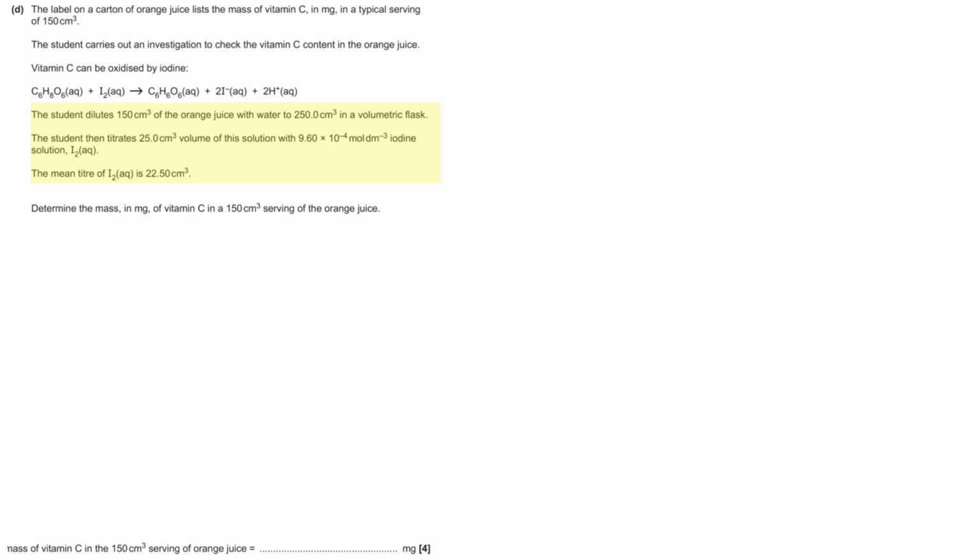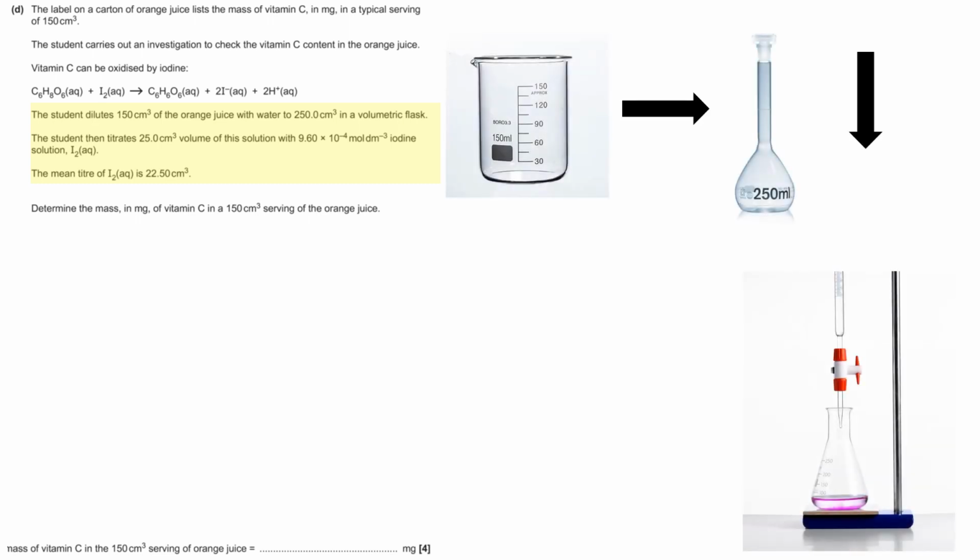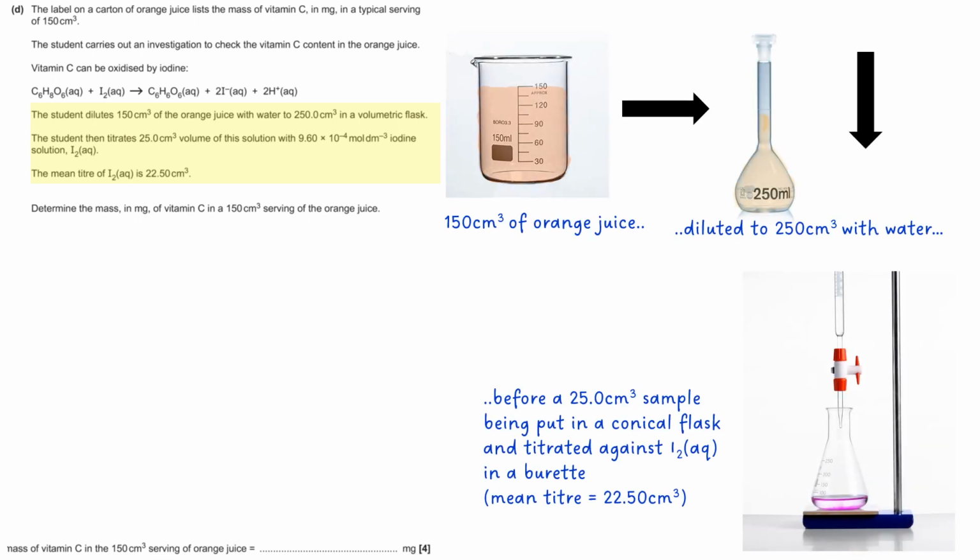So the highlighted yellow box tells you what the student does. I'm just going to take you through a little illustration of that. You've got 150 centimeters cubed of orange juice being diluted to 250 centimeters cubed with water, and then that's titrated with iodine solution in a burette, and the mean titre is 22.50 centimeters cubed.